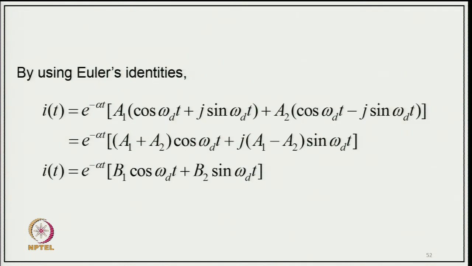And by using Euler's identity, we can express I(t) equal to e to power minus alpha t. We can expand the exponential parts: A1 (cos omega d t plus j sin omega d t) plus A2 (cos omega d t minus j sin omega d t), and further expressing it, equal to e to power minus alpha t in bracket (A1 plus A2) cos omega d t plus j (A1 minus A2) sin omega d t, and that finally becomes I(t) equal to e to power minus alpha t in bracket (B1 cos omega d t plus B2 sin omega d t).